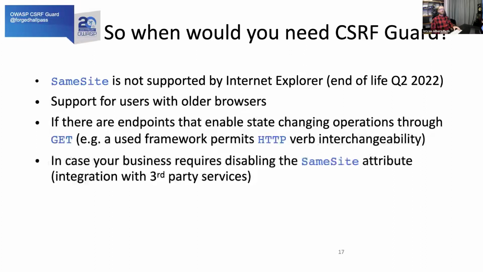I've seen quite a few examples like this, where the framework permits HTTP verb interchangeability. So basically, the logic is that when you invoke a GET method, it automatically delegates to a POST, so they are interchangeable. Another use case where you might need to disable the same site attribute is when you integrate with third-party services. For example, if you use authentication via SAML and the identity provider is on another domain.